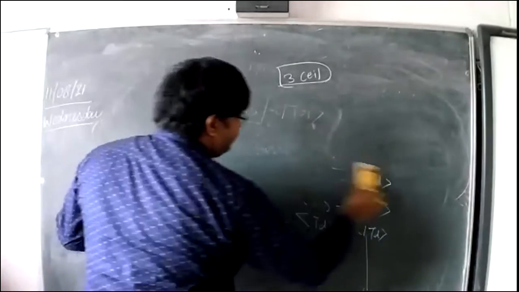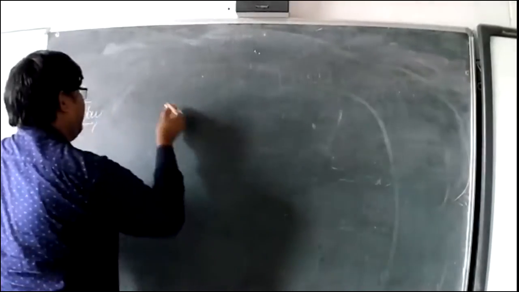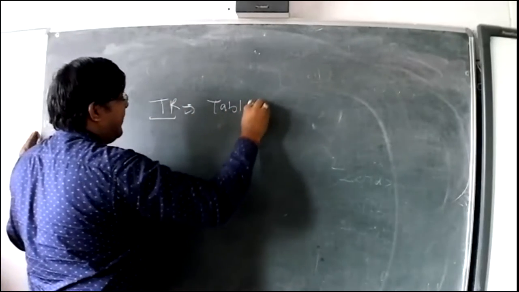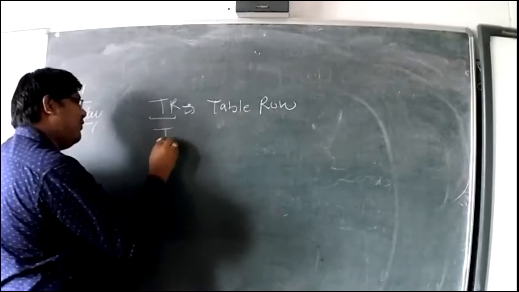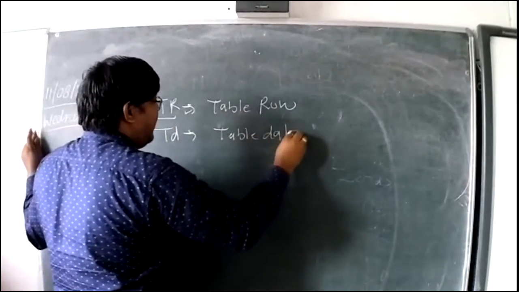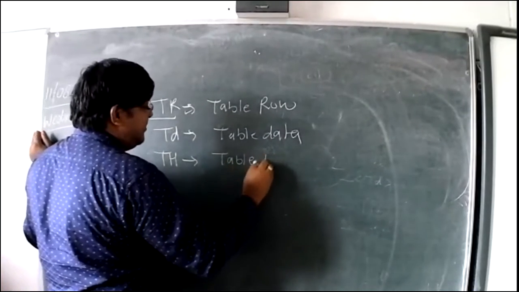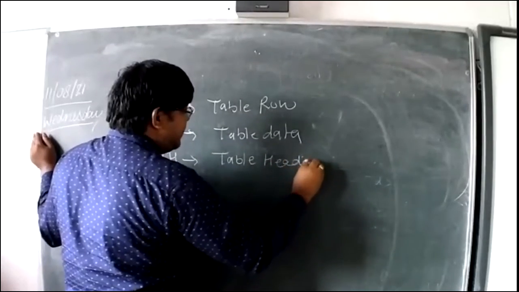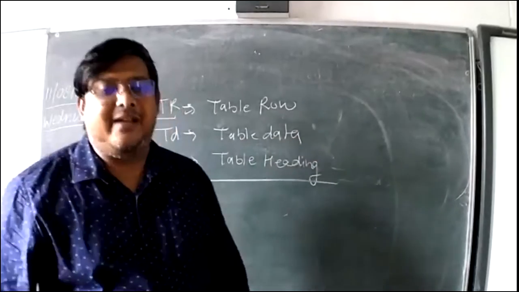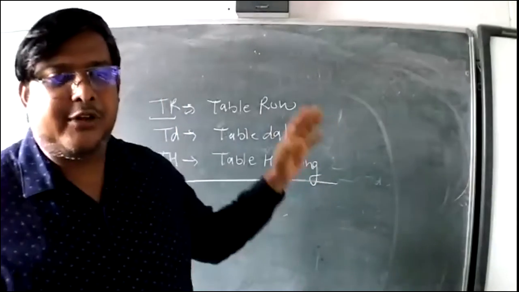For the example, look here. First of all, what is the full form of TR? It is table row. What is the full form of TD? It is table data. And we have one more, that is TH, and it is called table heading. That is the general one. In the HTML file, the table syntax is changed a little bit, which we will see later. First, we have to see this one.